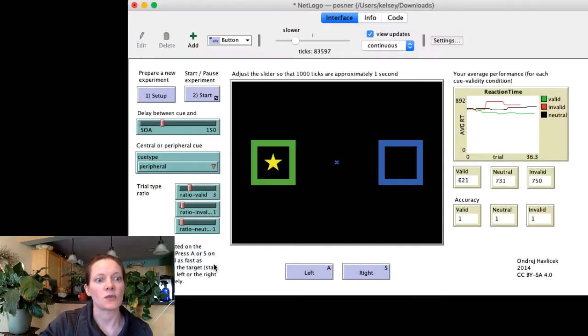So what kinds of questions can we ask with data from this simple demo? The very simplest analysis is just to look at the differences in reaction time for valid versus invalid cues for a single SOA value and cue type. So here I was using a peripheral cue and an SOA of 150 milliseconds. And you can see on the right that I was about 130 milliseconds faster for valid cues versus invalid cues.